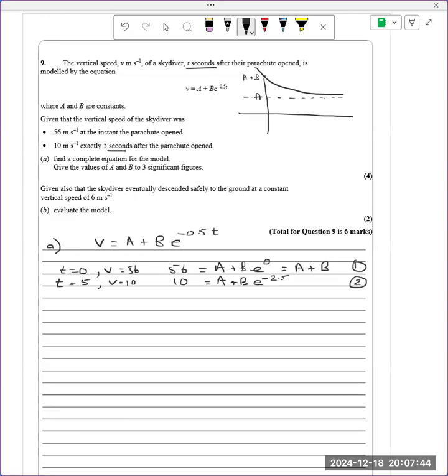Probably the easiest thing to do is to subtract. So if I do 1 minus 2, I get 46. The a disappears, and I get b times 1 minus e to the negative 2.5. And therefore b is 46 divided by 1 minus e to the minus 2.5. We want the numbers to 3 significant figures, although we might want to keep a bit more than that. So 46 divided by 1 minus e to the negative 2.5. Okay, that is 50.11357.